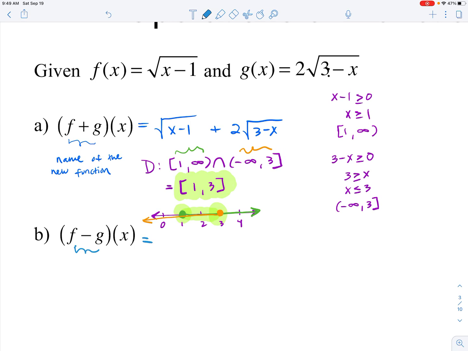Pretty straightforward. I will take the function f of x, the expression for it, so square root of x minus 1, and then subtract g of x, so 2 times the square root of 3 minus x. Again, just like the previous example for f plus g, we can't simplify this any further. For domain, we would end up with the same domain restriction. So we can also say that the domain of f minus g would be from 1 to 3.